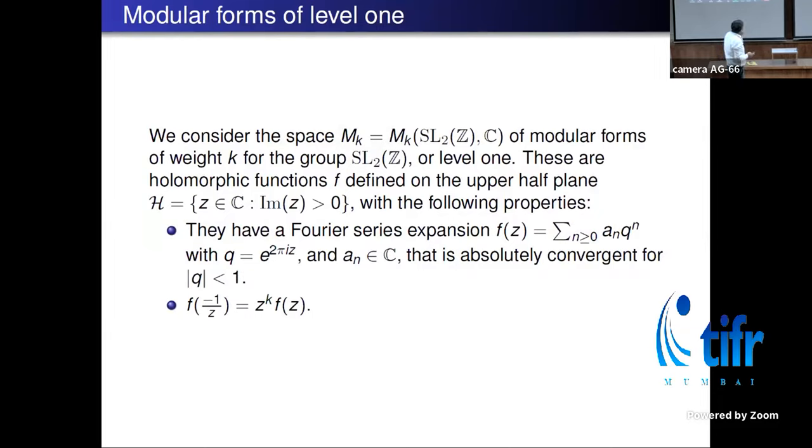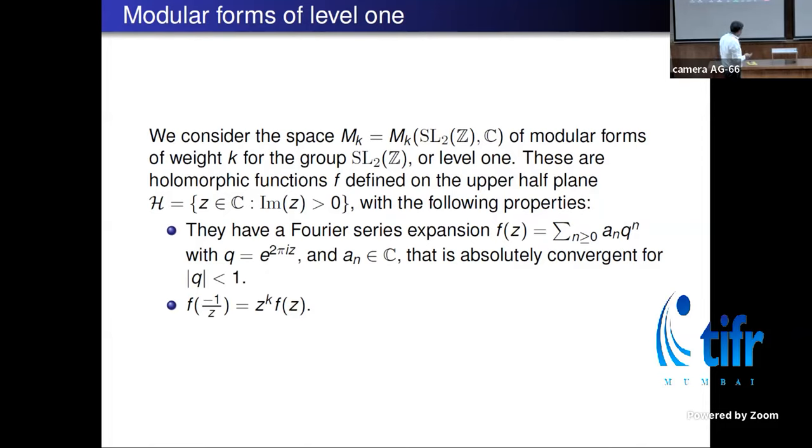So what is the space of modular forms? It is certain functions on the upper half plane. We define them M_k(SL_2(Z), C). So these are modular forms of weight k on the full modular group SL_2(Z), acting by Möbius transformations on the Poincaré upper half plane. And these are functions which have a Fourier series. So they're invariant under z goes to z plus 1, and they have the following Fourier series, sum a_n q^n for n bigger than or equal to 0.